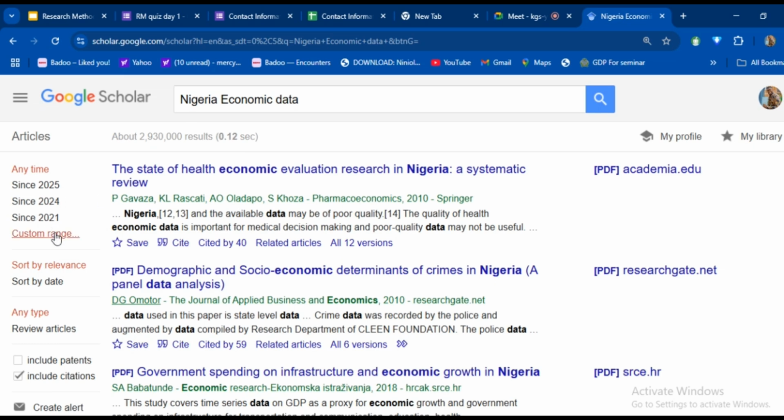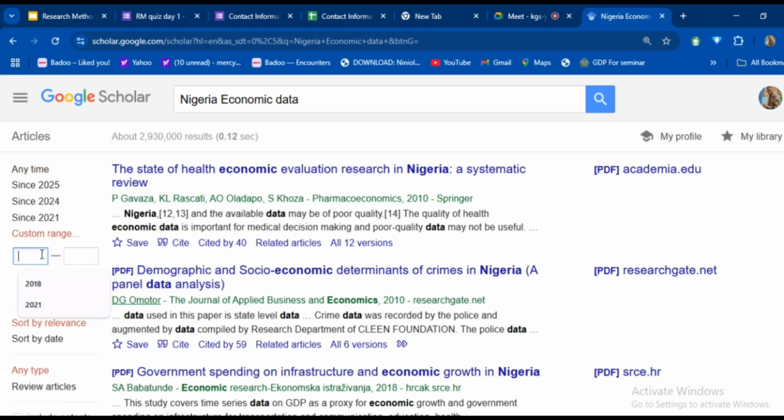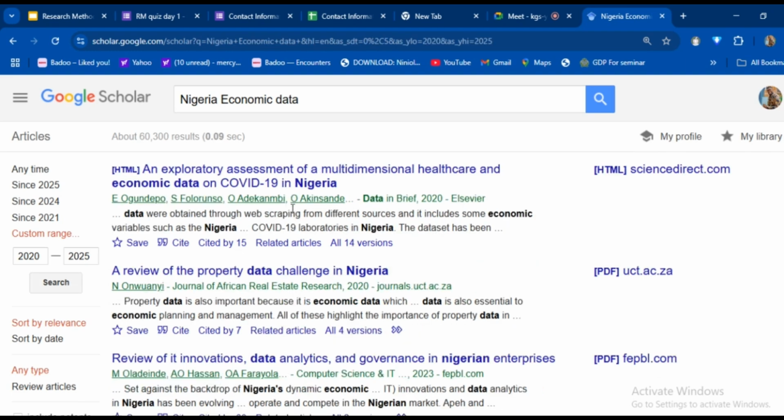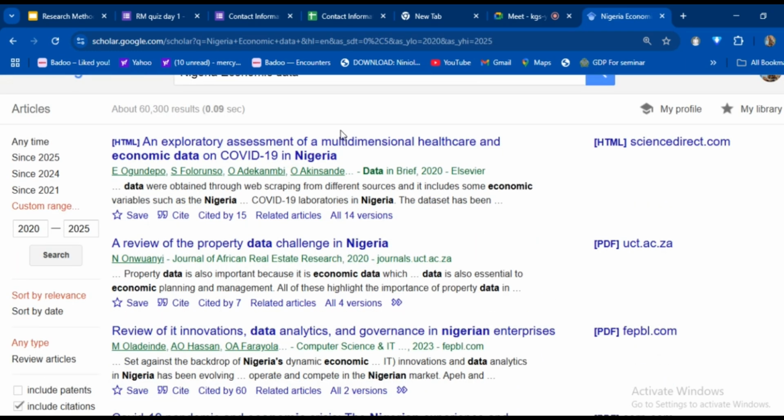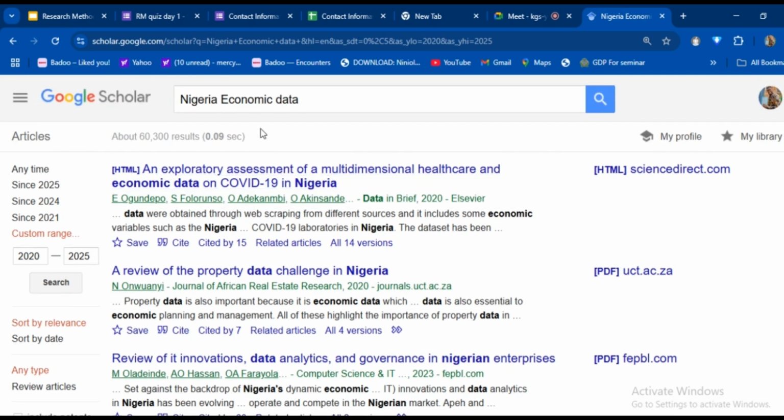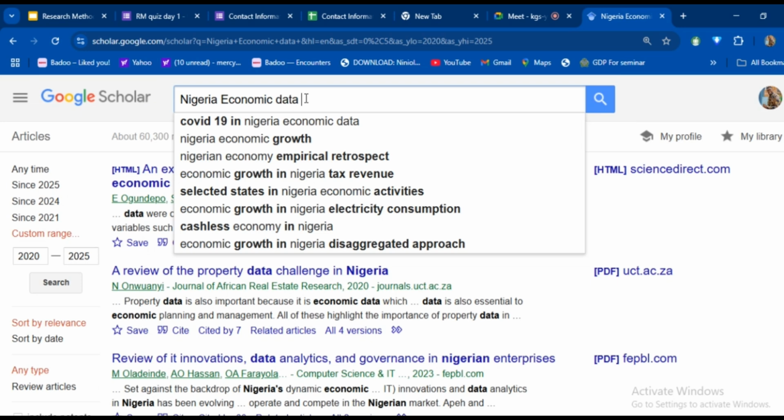So we can just come and customize range. I want to see what other people have discussed about this from 2019. Let's say 2020 to 2025, because some people have already started producing journals already, right? So I will just come here and then start reading on things that have been said around the economic data. This economic data is only vague, right? The economic data can include inflation rate, employment rates, exchange rates, right?